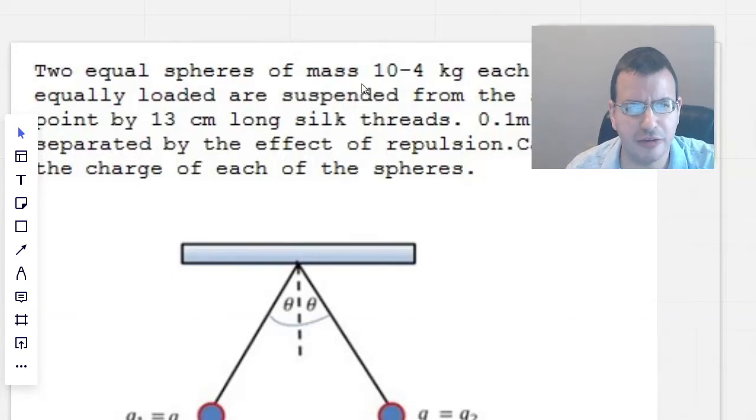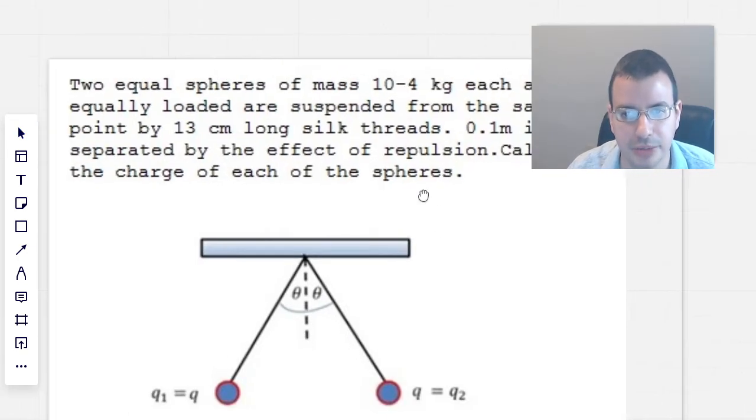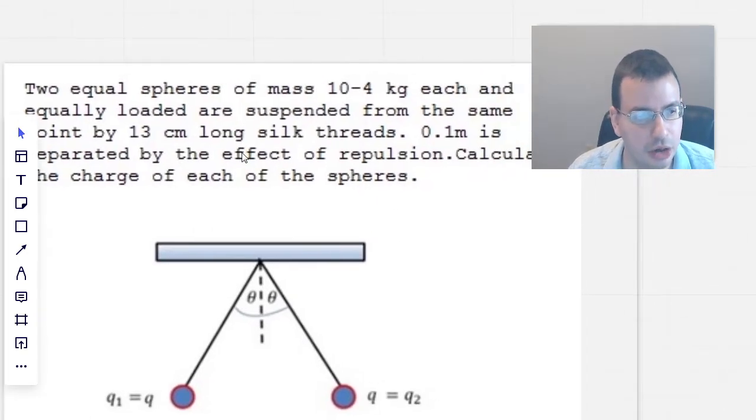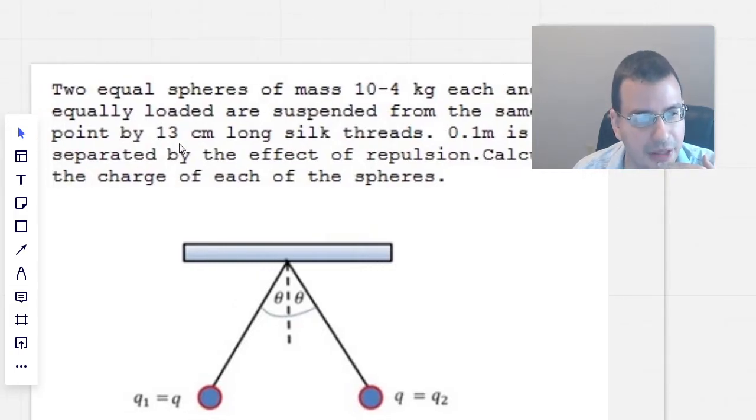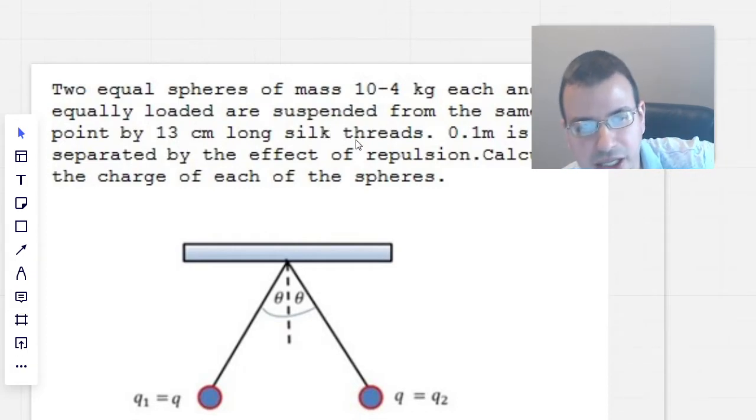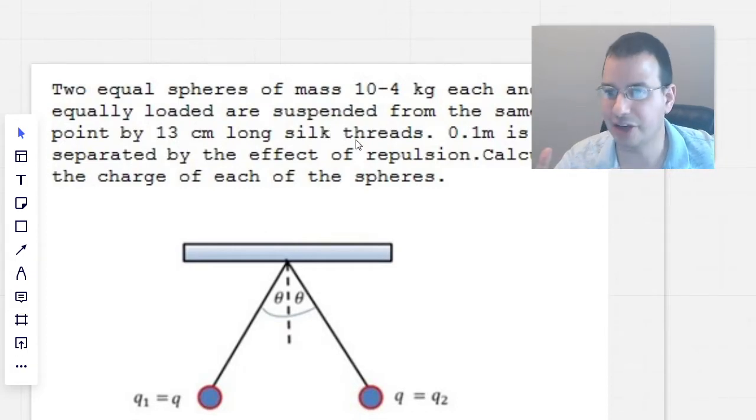Two equal spheres of mass 10 to the negative 4, I'm going to assume it's 10 to the negative 4 kilograms each, and equally charged, are suspended from the same point by 13 centimeter long silk. It says silk, what that means is it's an insulator. Basically, it's not a conductor.